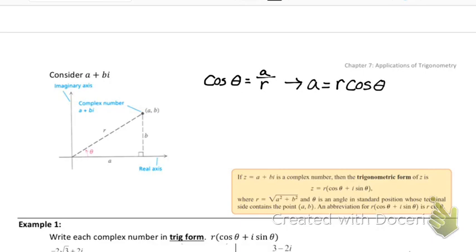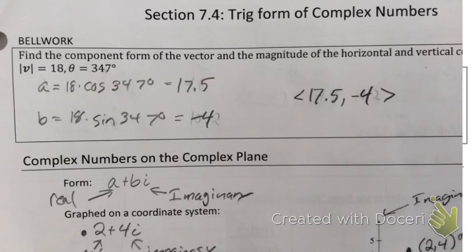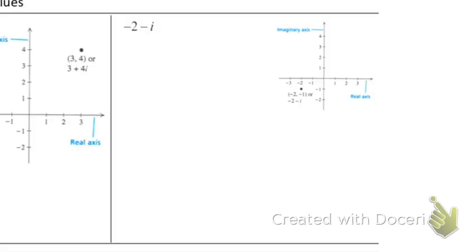Did we ever see that formula before in our lives? Yeah, Luke? It's r times cosine of theta equals WX or A. Yep. It's just our horizontal movement. So we have this exact same formula with vectors to get my A value. In fact, we just did that for bell work. We did this exact same formula for bell work.